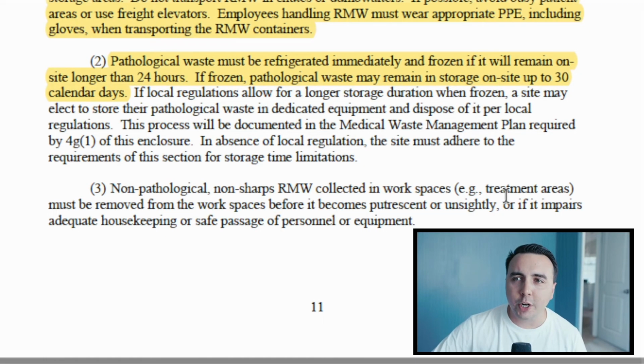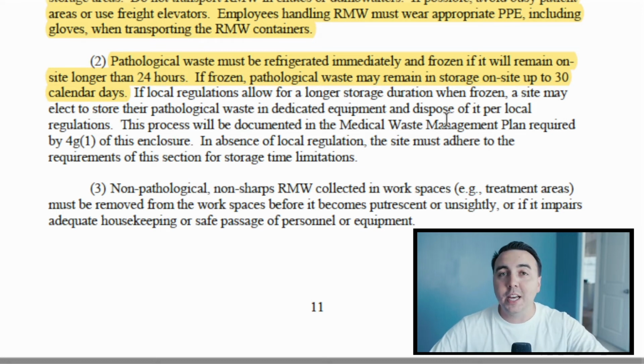So, on-site transport and storage. Meaning if it's there and that's what you're doing within the confines of the gate where you're stationed, it says minimize human exposure during transport. Obviously avoid putting it in chutes and things like that. You want to make sure it doesn't have a chance to spill. And it says pathological waste must be refrigerated immediately and frozen if it will remain on site longer than 24 hours. And again, that repeats itself. If frozen, pathological waste may remain in storage on site up to 30 calendar days.